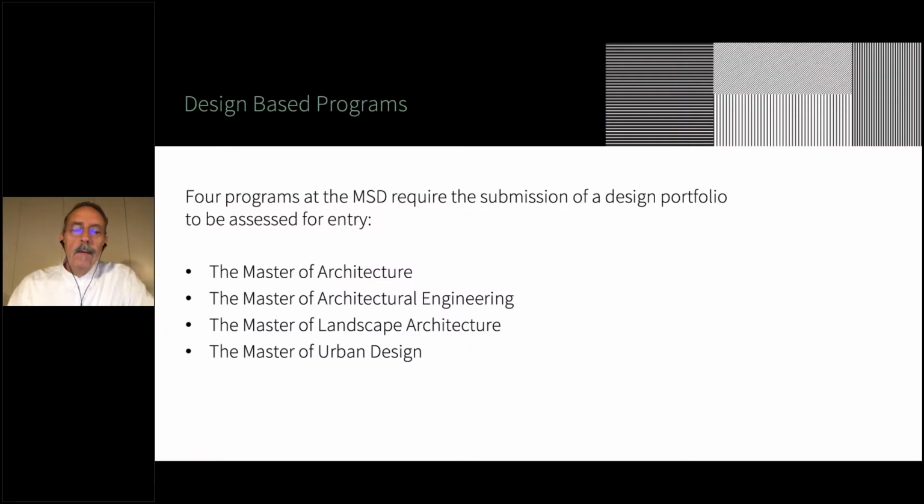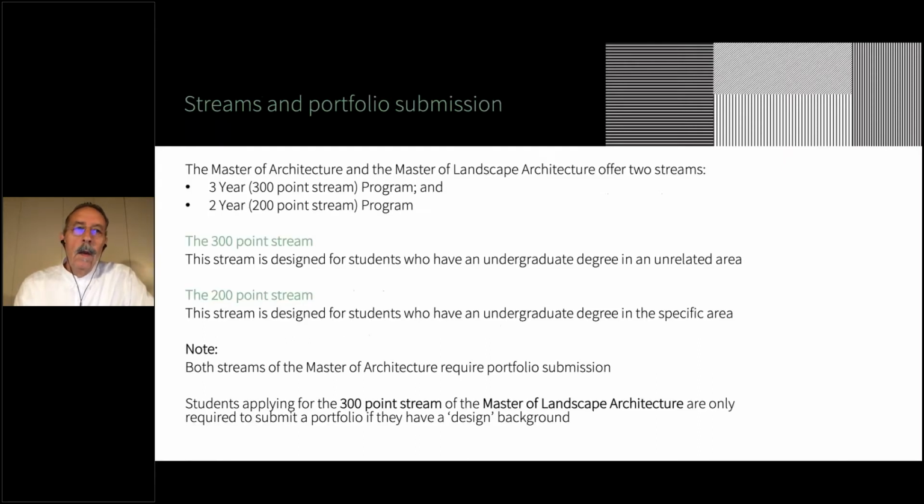There are 4 programs within the MSD that require submission of a design portfolio: the Master of Architecture, the Master of Architectural Engineering, Master of Landscape Architecture, and the Master of Urban Design program. And we also have 2 streams within that. We have what we call our 300-point stream and our 200-point stream. The 300-point stream is for students who have an undergraduate degree, a bachelor's degree, but it's not in a cognate area. That is to say, it's not within a study of architecture or architectural design.